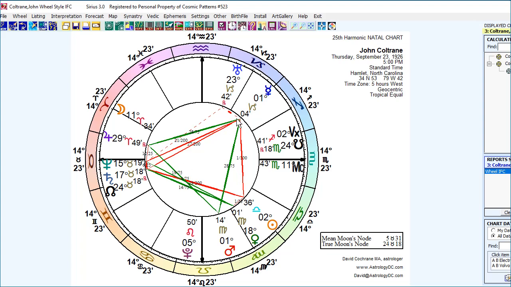As we expect, it's 25 times 3. So it's a grand trine, and sure enough, it's very solid. I don't see a 4th planet involved. I just see the Mercury, Mars, Jupiter.